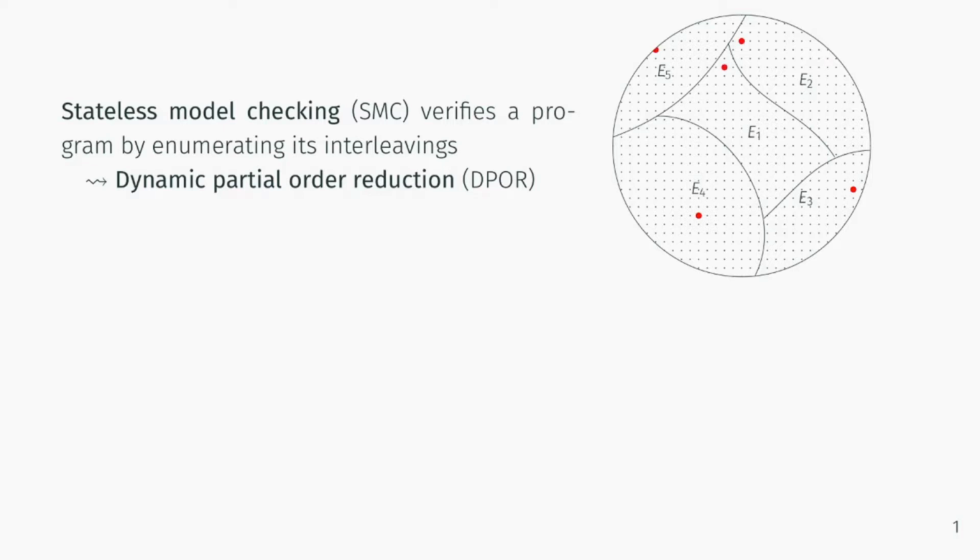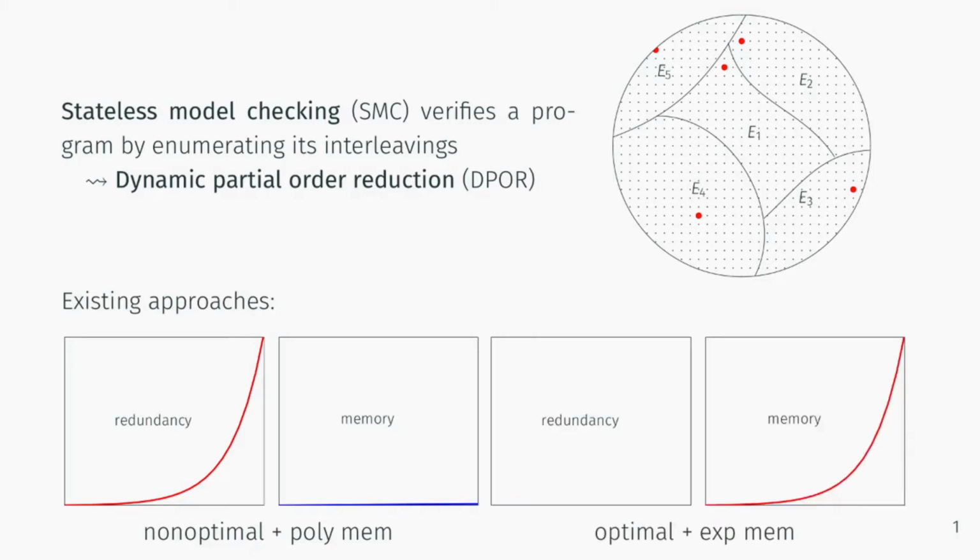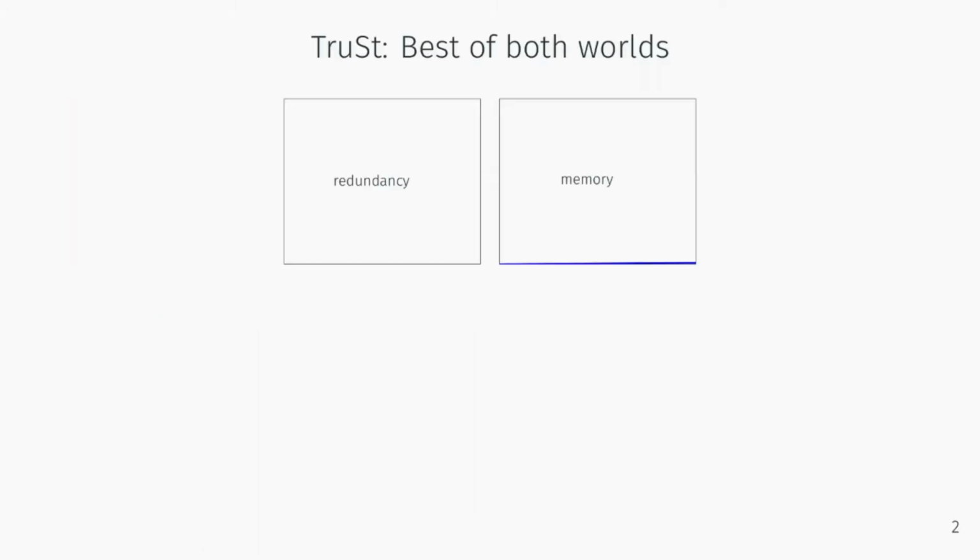Dynamic partial order reduction is a very nice idea, but all existing DPOR approaches suffer from the following trade-off. They'll either explore an exponential number of redundant executions while maintaining polynomial memory consumption, or they'll explore zero redundant executions but then have exponential memory consumption. In this video, I'll talk to you about Trust, our truly stateless model checker that provides the best of both worlds: zero redundancy and polynomial memory consumption.